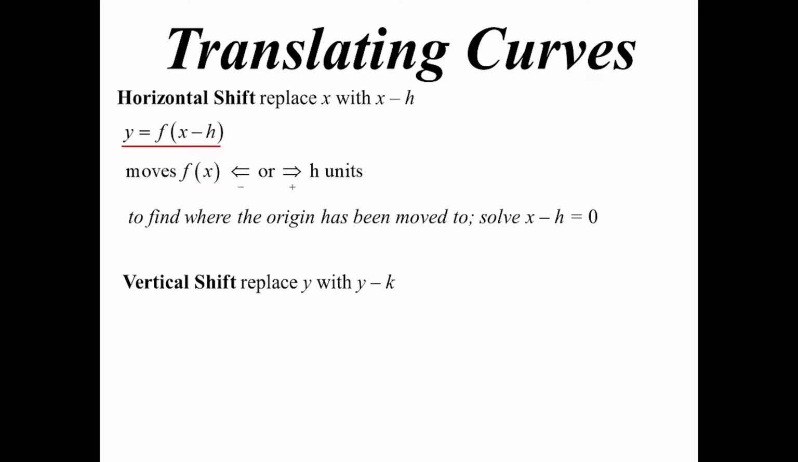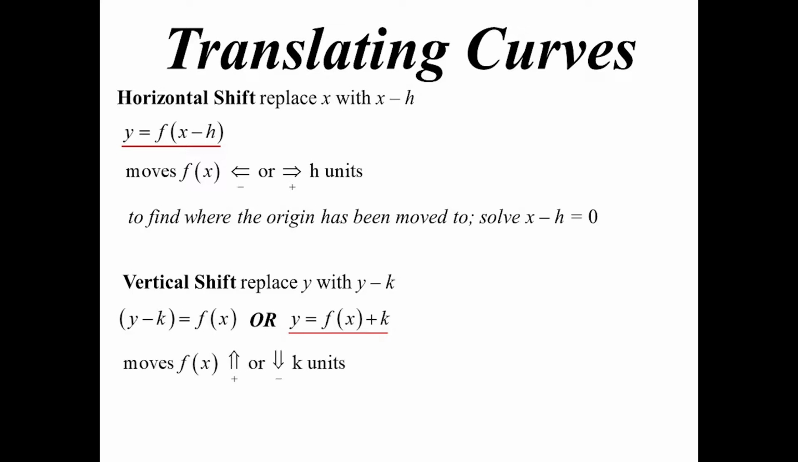Vertically, similar thing, replace the y with y minus k. So technically it's y minus k equals function of x, but normally we see it written as y equals function of x plus k. That will move it up or down k units, again depending on whether it's positive or negative. Again, if you're unsure of the shift, solve y minus k equals 0 and it'll tell you where you've moved the origin to.